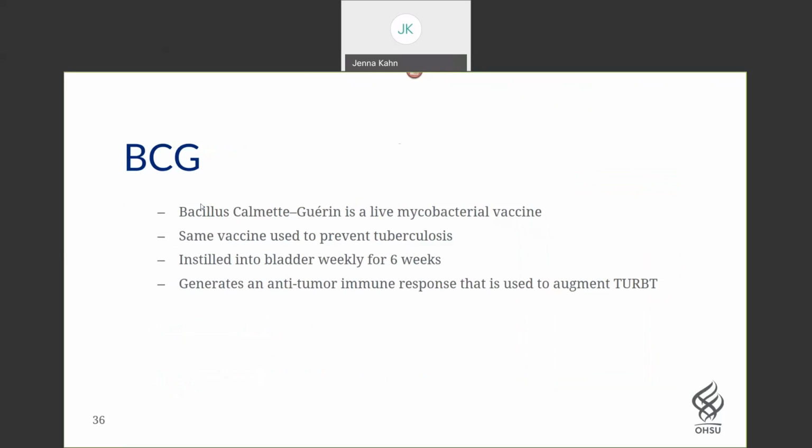BCG is actually Bacillus Calmette-Guerin. It's a live mycobacterium vaccine. It's that same vaccine that's used to prevent tuberculosis, and it's instilled into the bladder weekly for 6 weeks, and it generates an anti-tumor immune response that is used to augment TURBT.